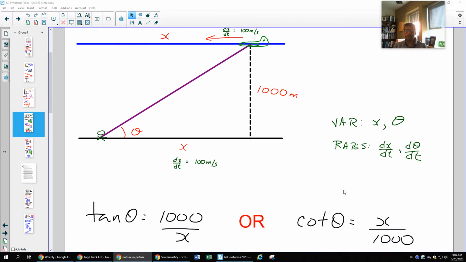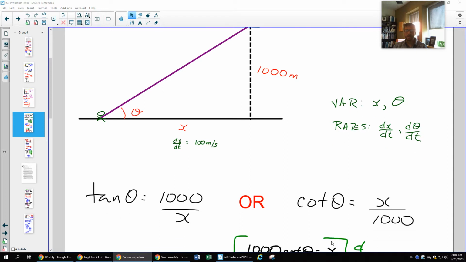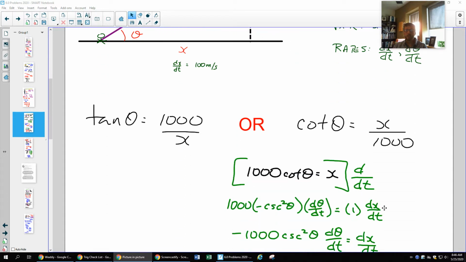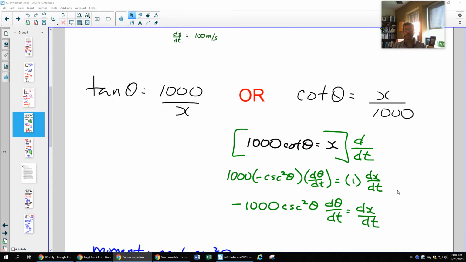So what's the ratio to use? Tangent or cotangent, right? So again, tangent is 1,000 over x, opposite over adjacent, or cotangent is x over 1,000. I'm going to use cotangent because when I cross multiply, it's way easier to work with. And again, the derivative of cotangent is negative cosecant squared. We're putting in time, so d theta dt, because theta and t don't match. Derivative of x is 1, and again, x and time don't match, so there's your rate. You've got an angle rate and a speed of the plane.